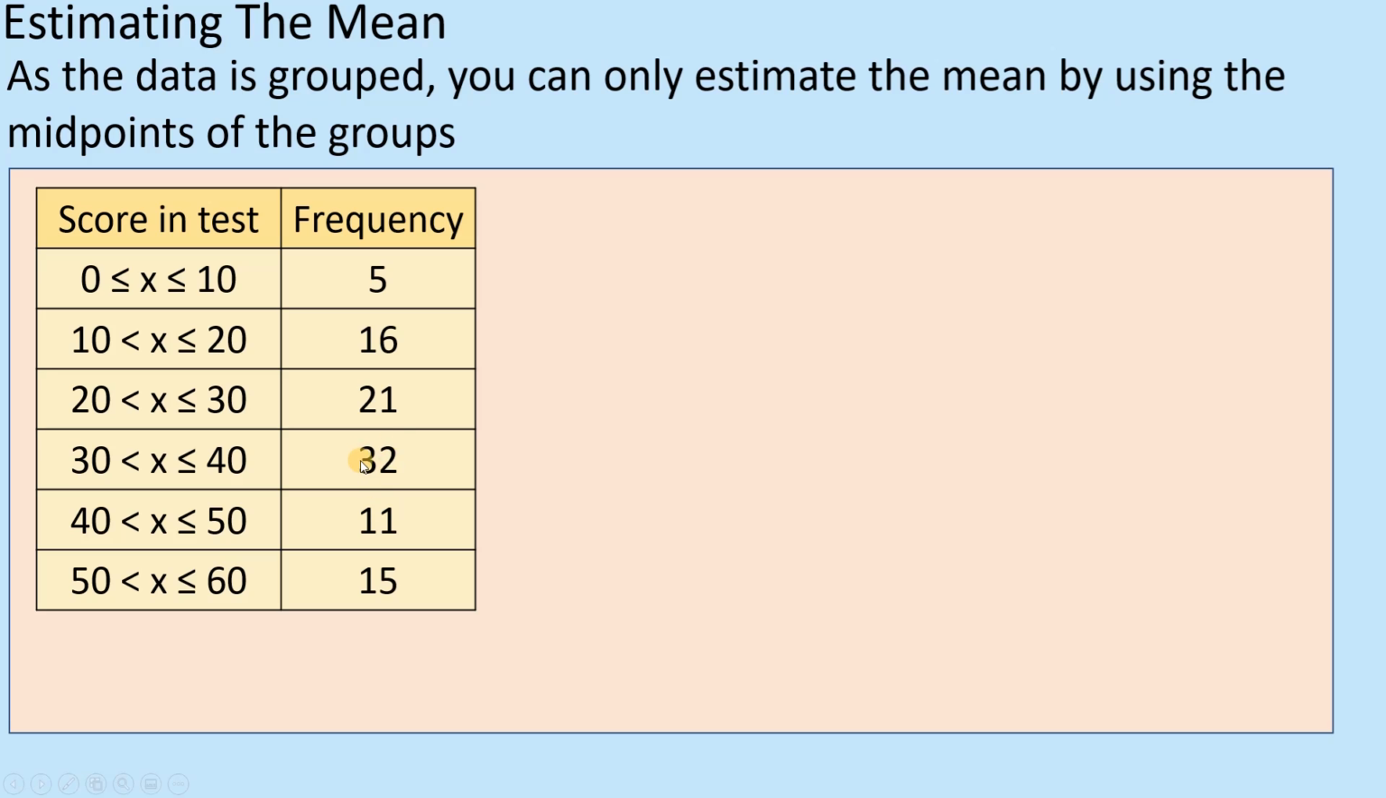The problem is that these 32 people here, we don't know what score they got. We know they got between 30 and 40, but we don't know exactly what score they got. So we're going to have to estimate. When we're estimating, we basically take the midpoint.